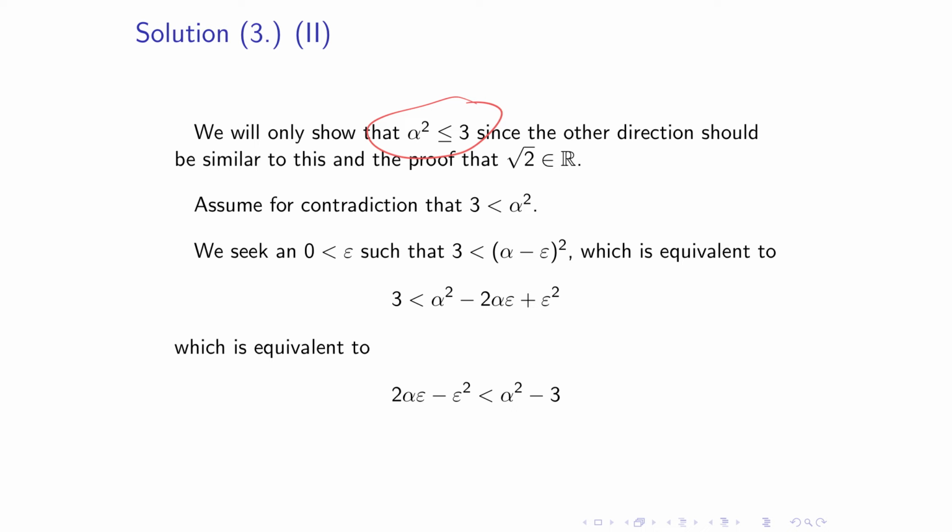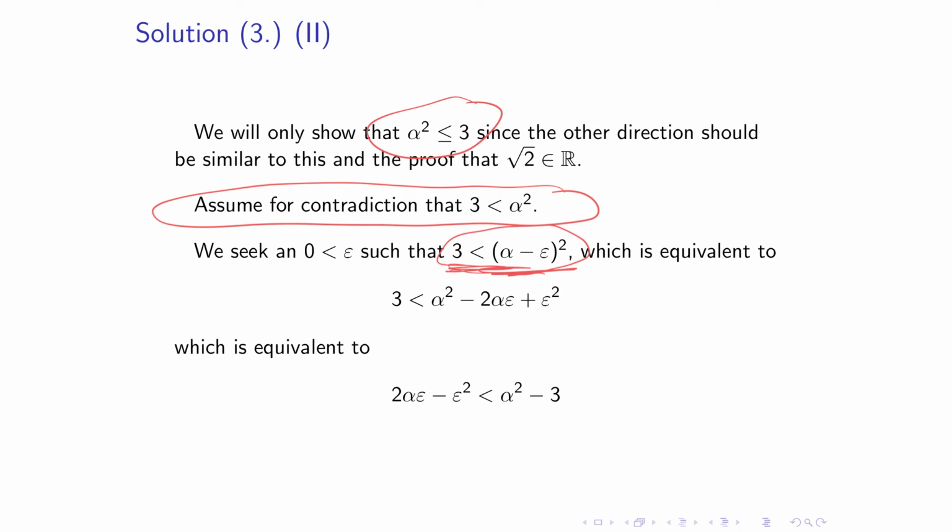And so for contradiction, we assume that 3 is strictly less than alpha squared. Now, somewhat similar to how we did things with root 2, but this time going in the other direction, instead of trying to find a bigger number, I'm trying to find a smaller number. But I do still want this smaller number, alpha minus epsilon, to have its square be bigger than 3.